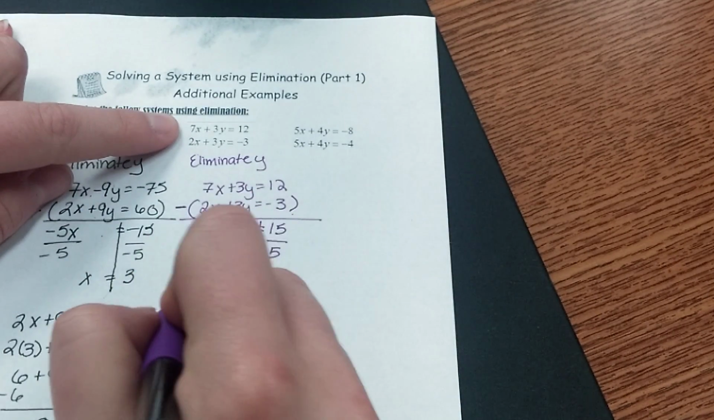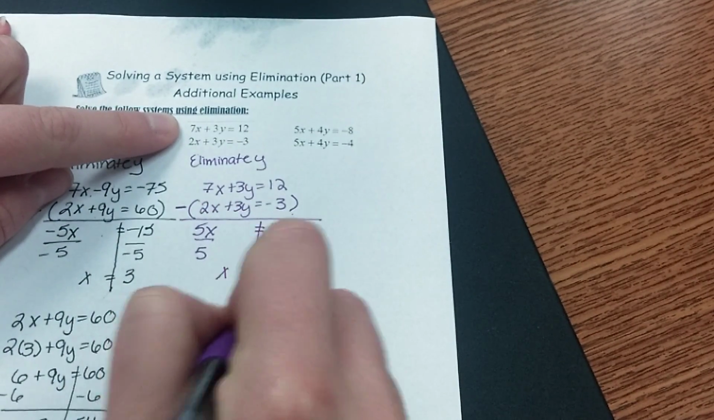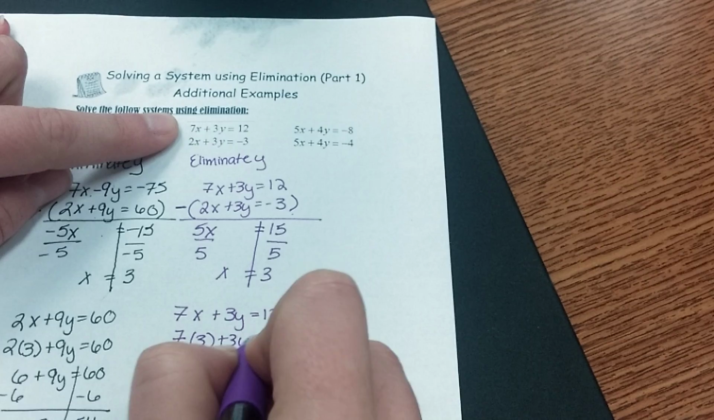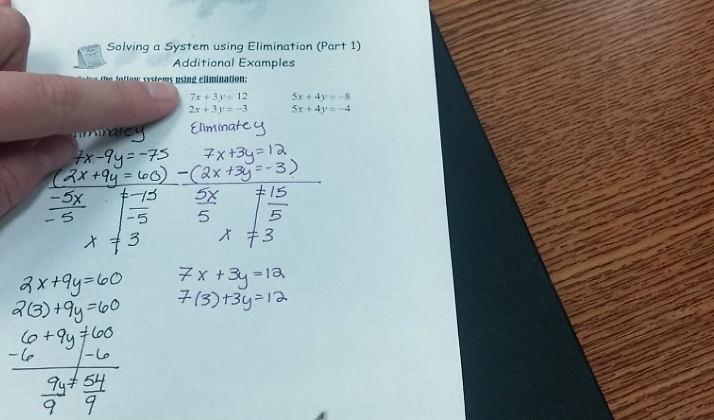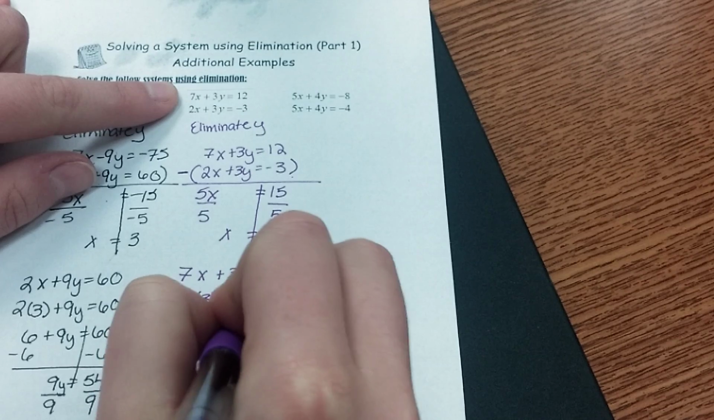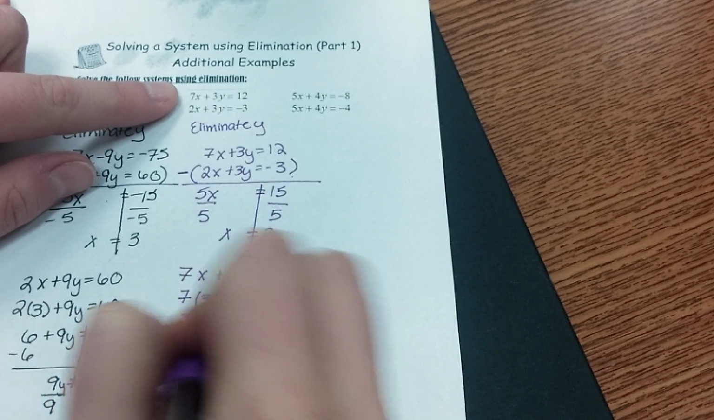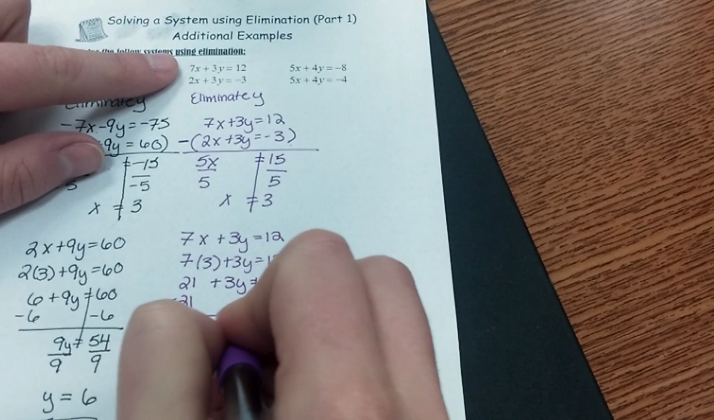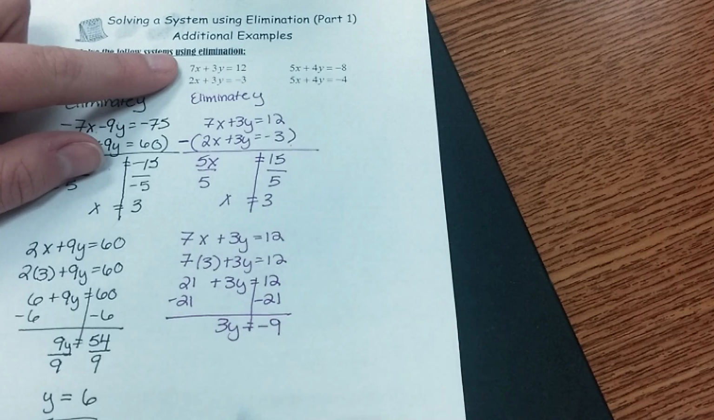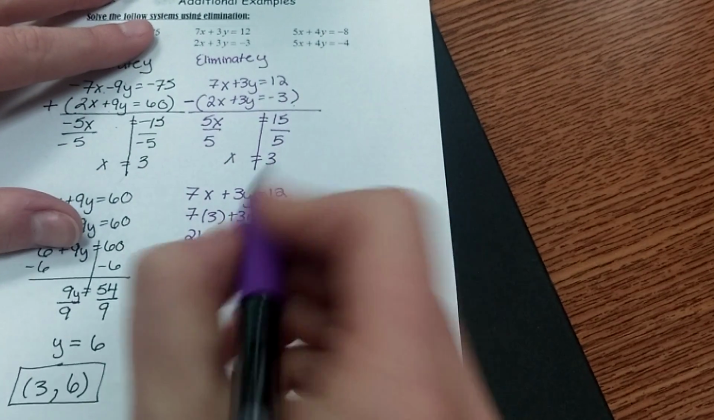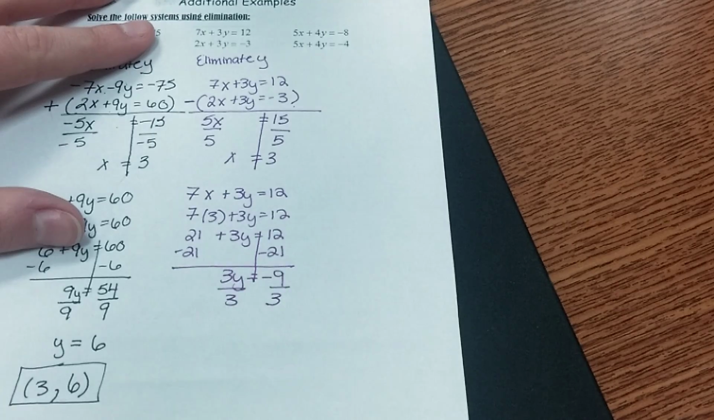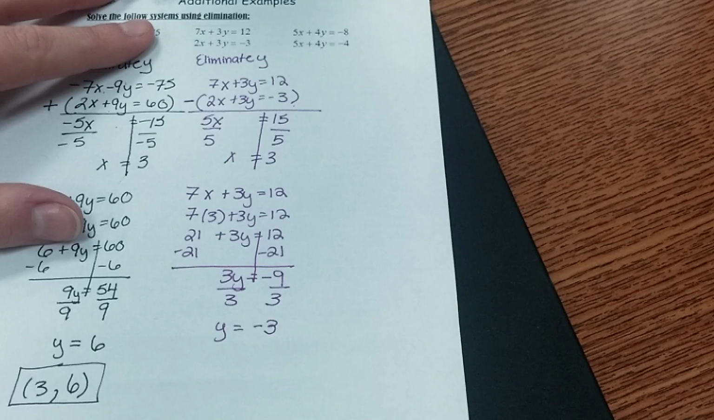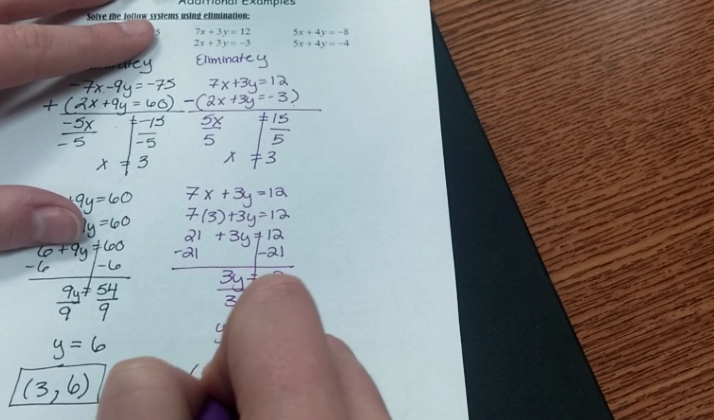Now that I know what x is, I can go ahead and find y. Doesn't matter which equation you plug into. 7x plus 3y is equal to 12. So 7 times 3 plus 3y equals 12. 7 times 3 gives me 21. Subtract 21 from both sides of that equation. So that's going to give me 3y is equal to negative 9. Divide both sides of that equation by 3. And I'm left with y is equal to negative 3. So final answer is an ordered pair, 3, negative 3.